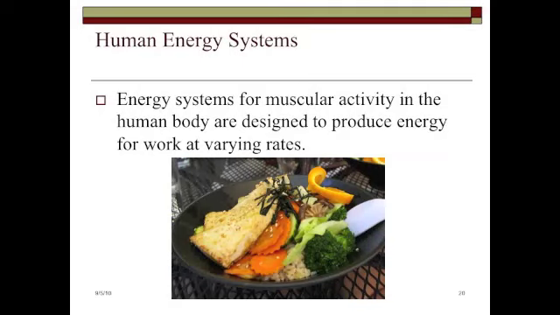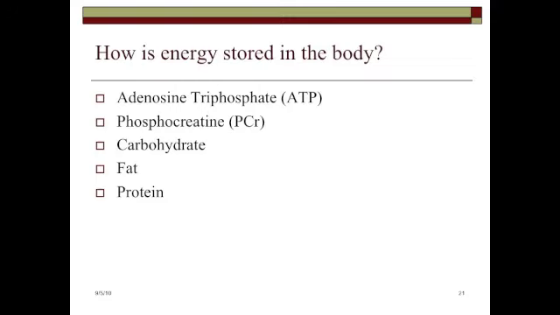Part 2 of Digestion and Metabolism is Human Energy Systems. Energy systems for muscular activity in the human body are designed to produce energy for work at varying rates. Pictured here is a delicious meal from Mai Tai in Boise, Idaho.